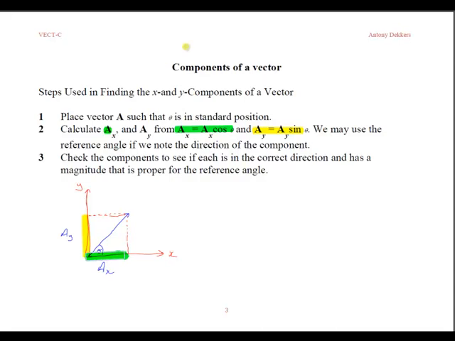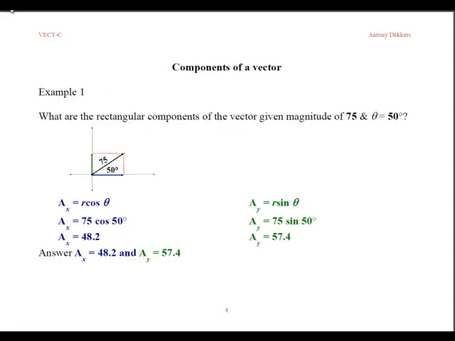So let's work through an example here. So here's the example. What are the rectangular components of the vector with a magnitude of 75 and a reference angle of 50? So the first thing I do is draw the diagram. I've kind of already done that. And what I do then is just calculate the components.